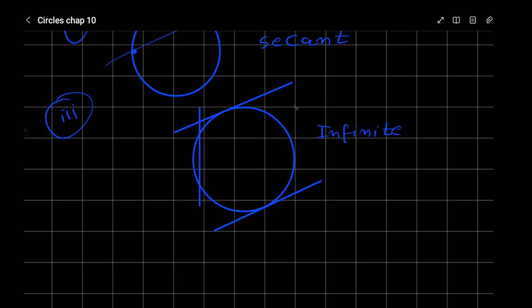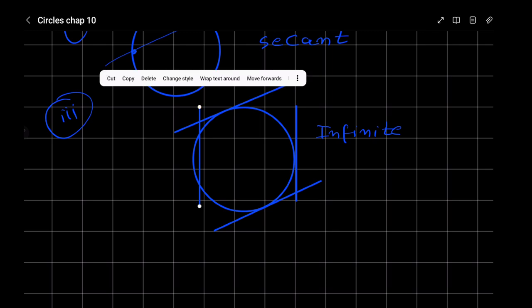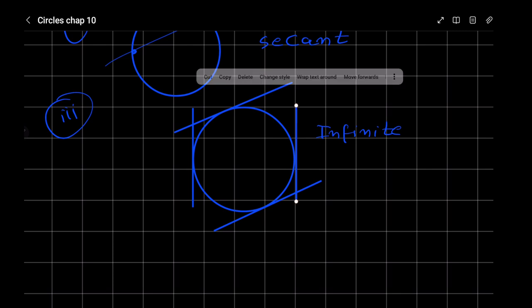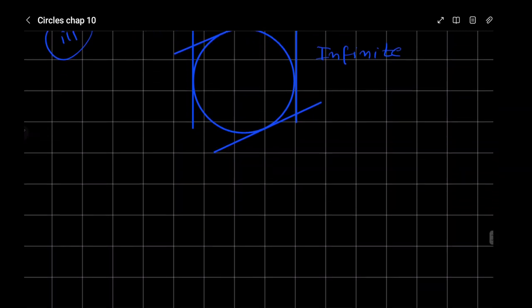One parallel tangent will be this one. So let me just make it a tangent. It has actually become a secant. Yeah. So these two are again parallel tangents. Okay. So a circle can have an infinite number of parallel tangents.